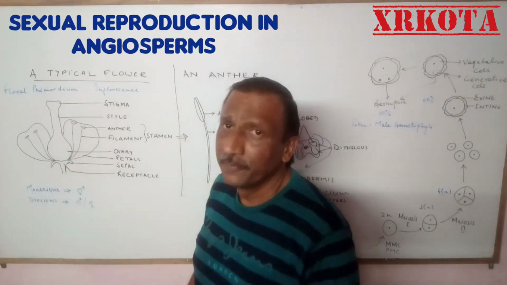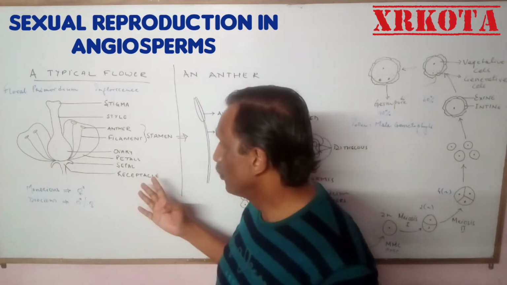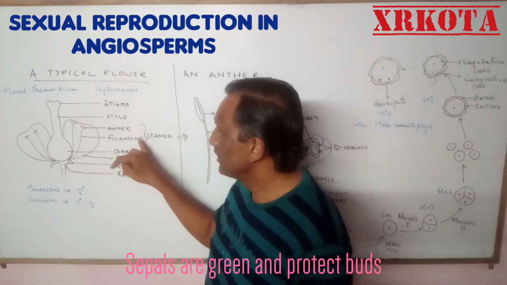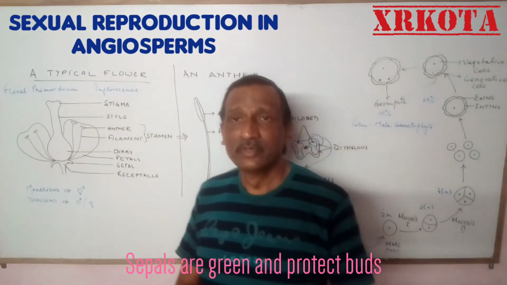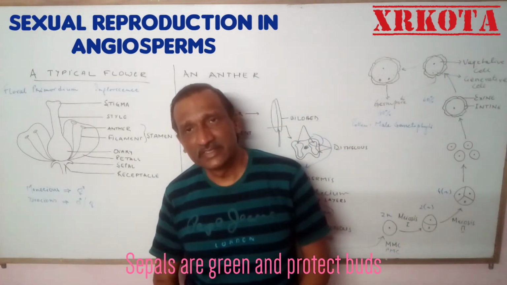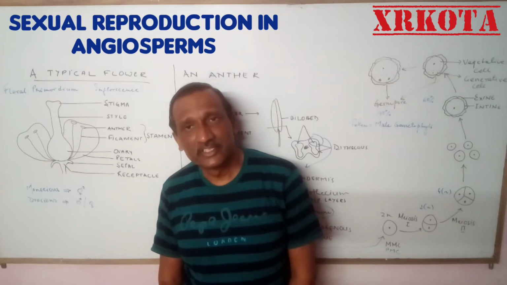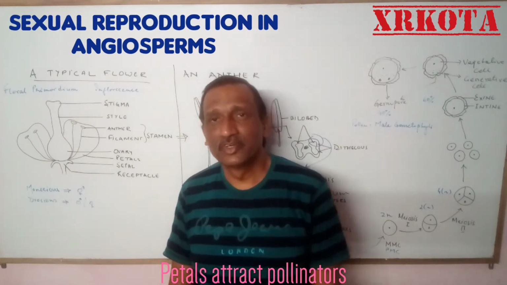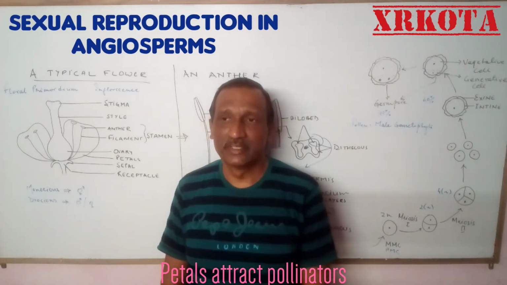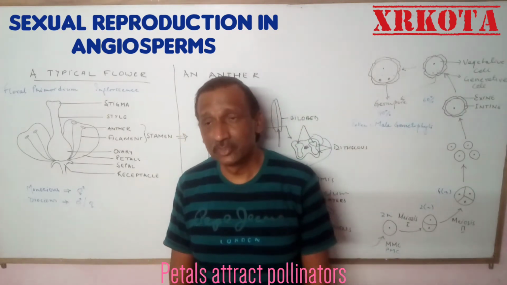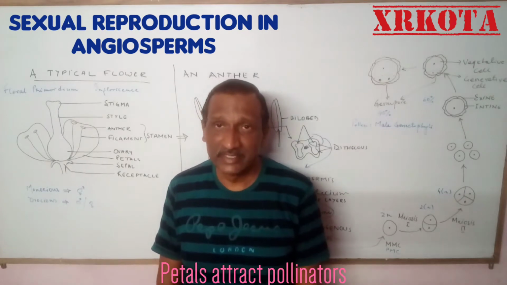A flower actually has four different parts: the sepals, petals, androecium, and gynoecium. The sepals are actually meant for protection of a young flower, that is a bud, whereas the petals are actually meant for attraction of various types of agents of pollination. The agents of pollination can be birds, or insects, or certain types of animals.